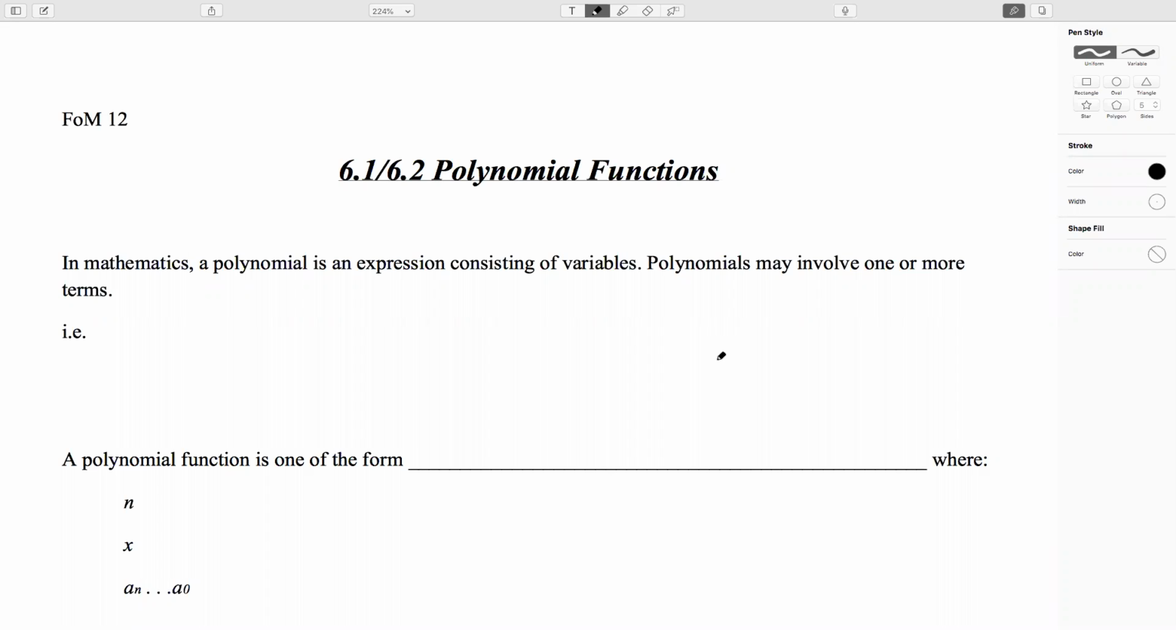So first and foremost, in math, a polynomial is an expression consisting of variables. Polynomials may involve one or more terms, but they have to have an x in there. So you could have something like x, literally just y equals x. You could have something like x plus 3. You could have something like x squared minus x, x cubed minus 2. You could even have something like 4x to the power 5 minus 7x cubed. That's a polynomial. It just has a combination of powers of x.